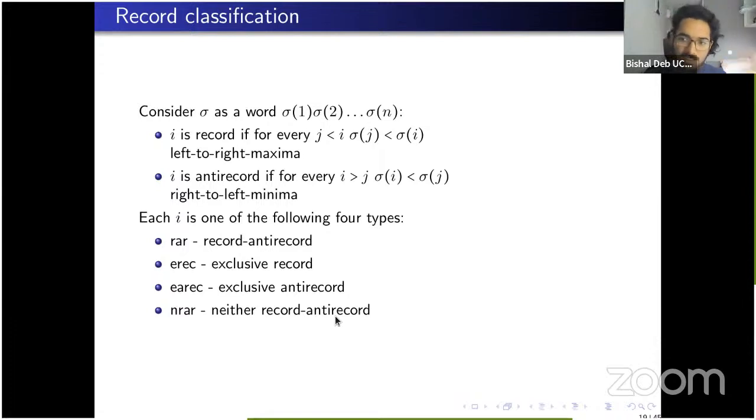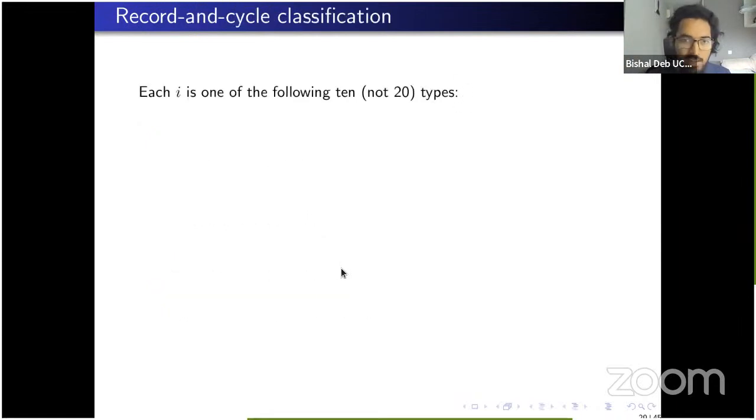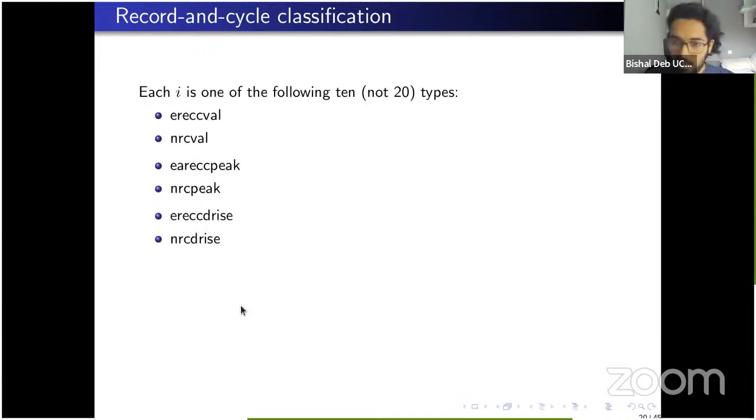And now you can combine the cycle classification, where you have 5 types, and the record classification, where you have 4 types, and obtain 10, not 20 types. So 4 times 5 is 20, but half of these are not possible. And so you have the following. Cycle valleys can either be an exclusive record or a non-record non-anti-record. Cycle peaks can be exclusive anti-records and non-record non-anti-records. Cycle double rises can be exclusive records and non-record non-anti-records. Cycle double falls can be exclusive anti-records and non-record non-anti-records.